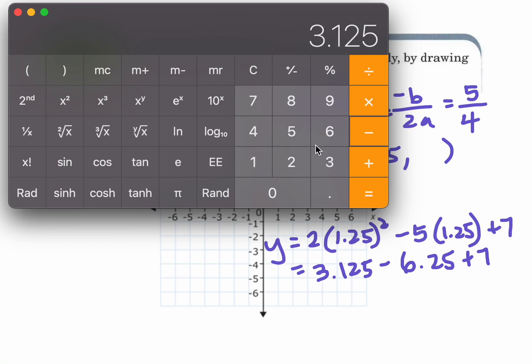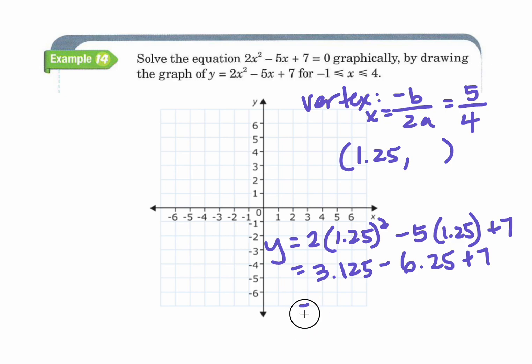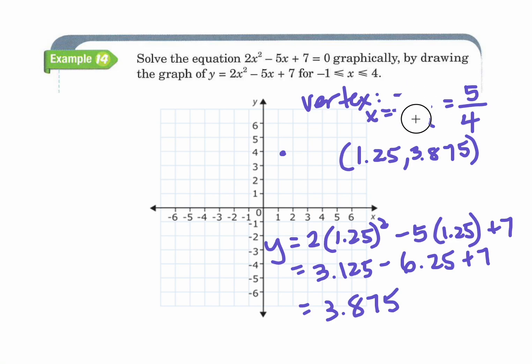Okay, and then I need to figure out what that entire thing is equal to. 3.125 minus 6.25 plus 7 is 3.875. All right. 3.875 was our y value. So that's why our vertex is going to have these x and y values. Okay. So it's at 1.25 and 3.875. So the vertex is right here. So far, that's just a floating value.